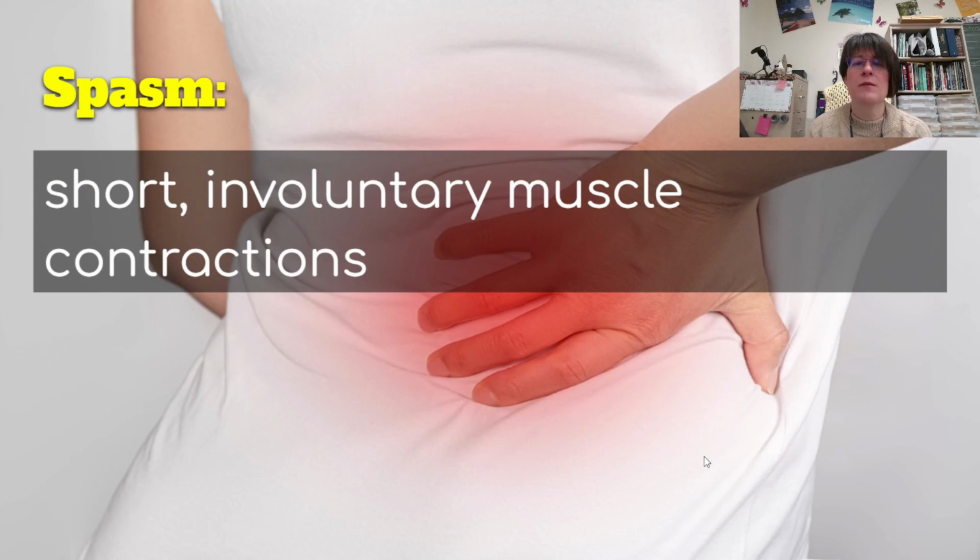Spasms. Maybe you've experienced a muscle spasm. These are short involuntary muscle contractions. They can hurt. They happen really fast. It feels like your muscles going back and forth like this, and it can be painful. It's not quite the same as a muscle cramp because the muscles, like I said, are going back and forth really fast.